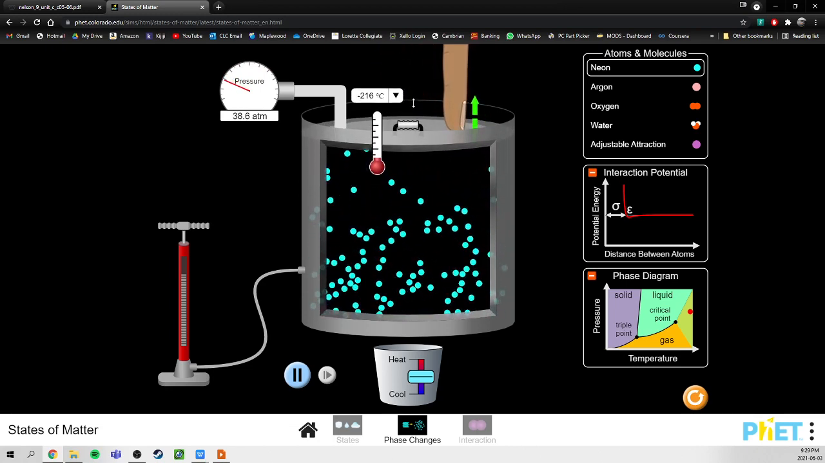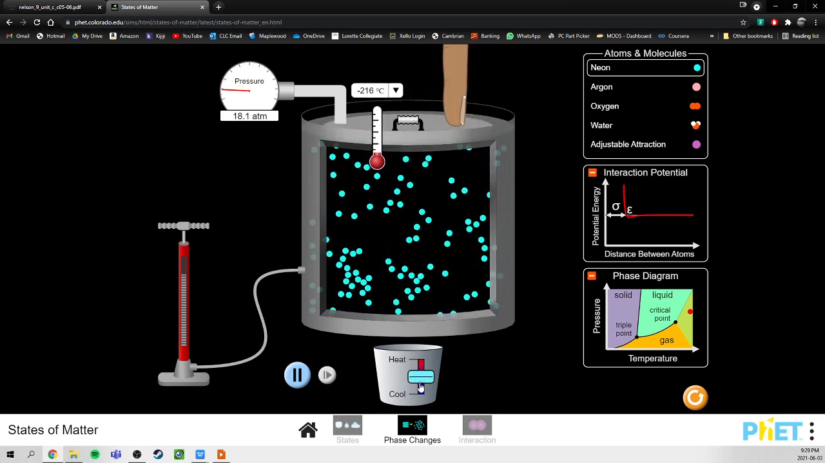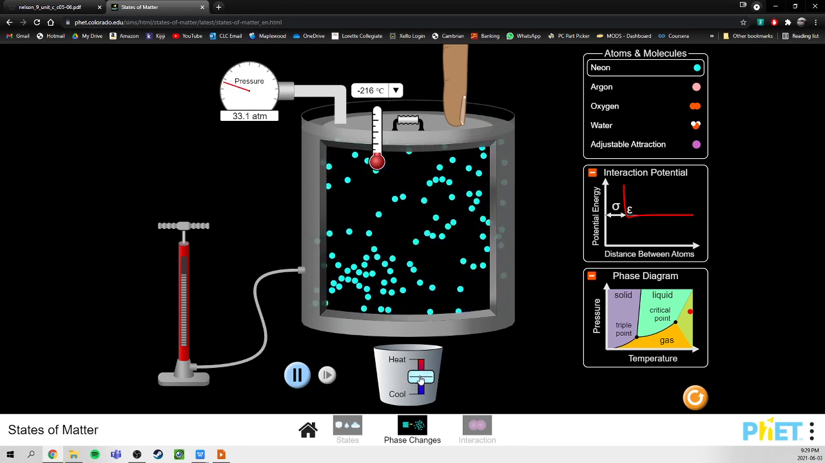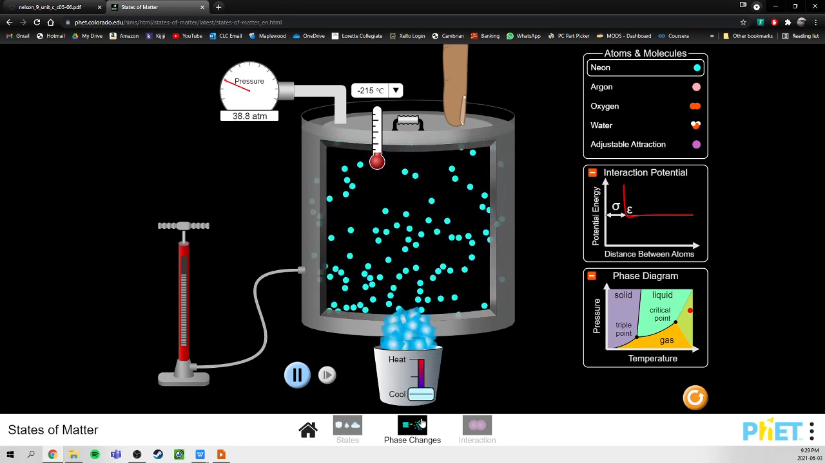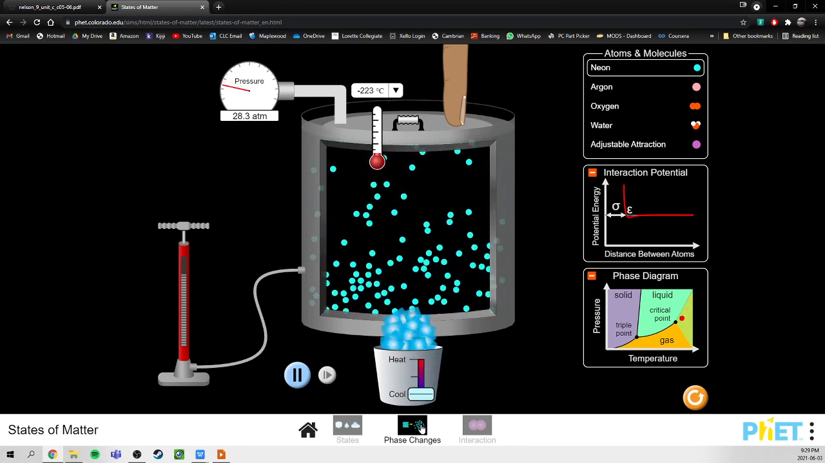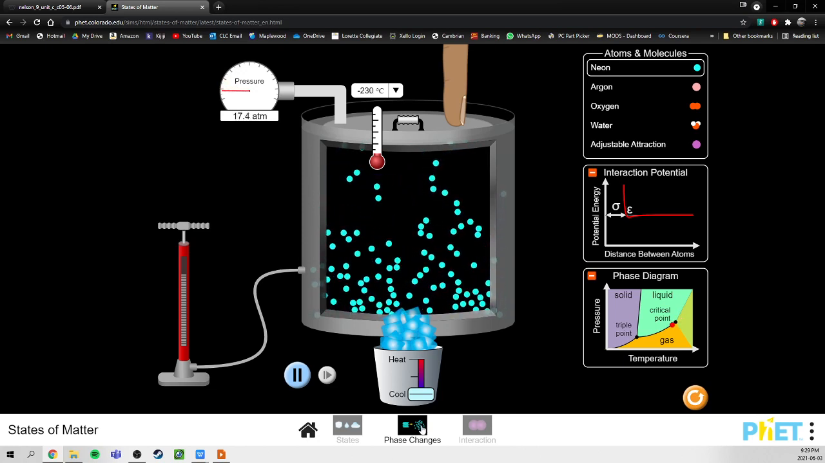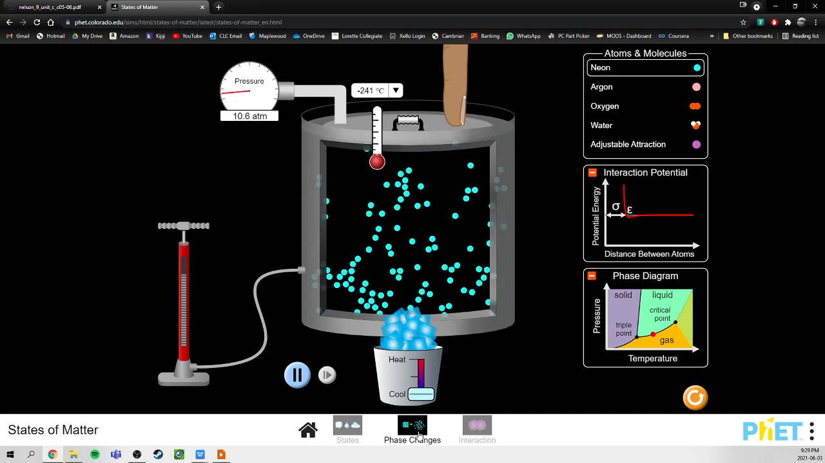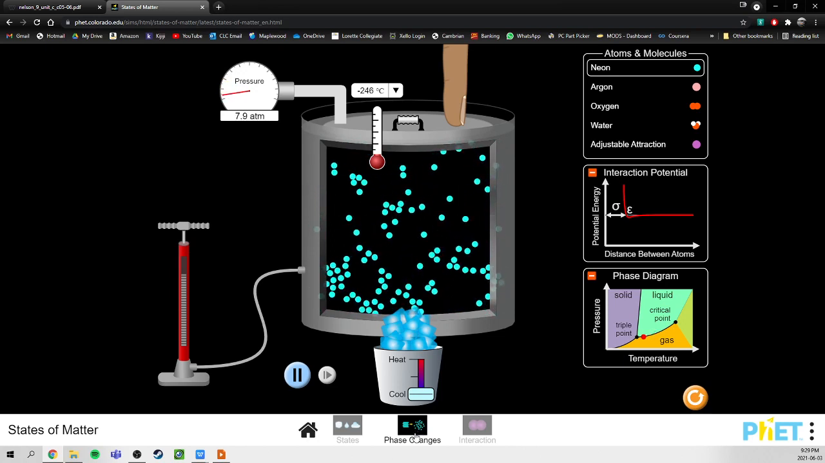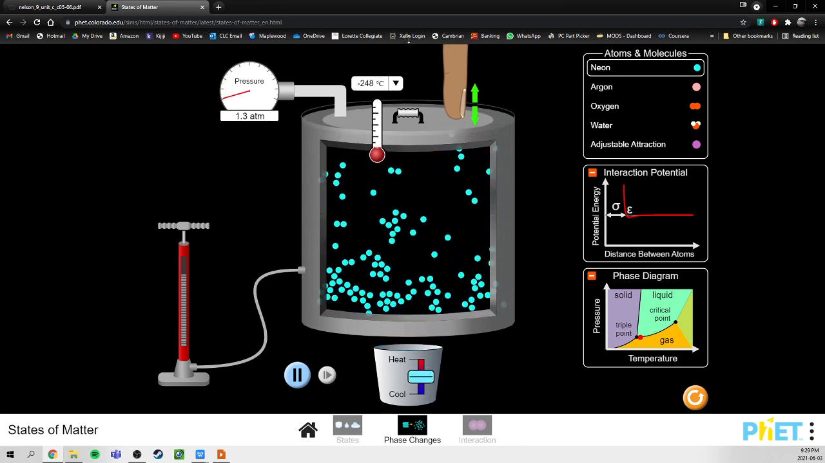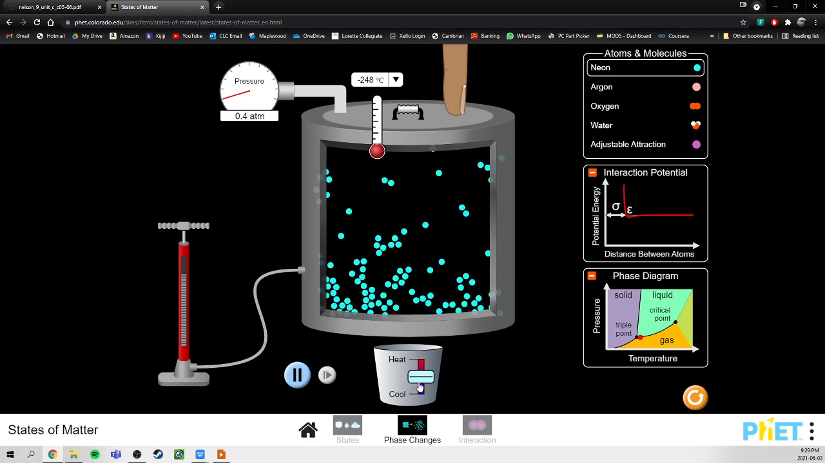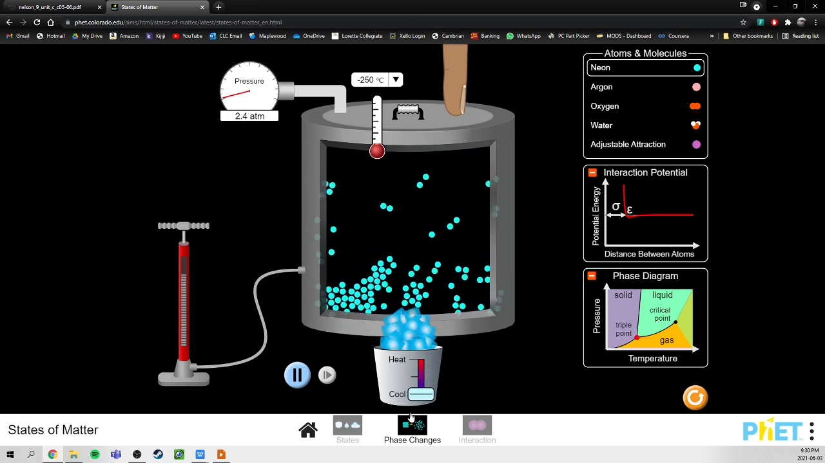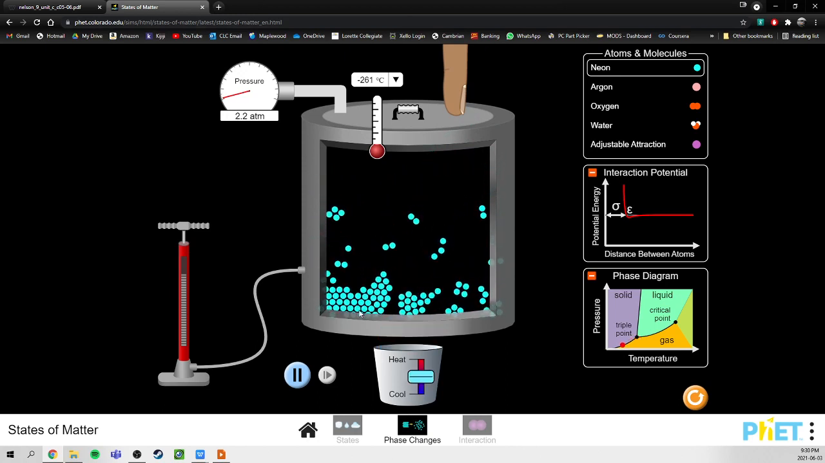Anyways, at that point between liquid and solid, you can see when it goes to solid, if I cool this back down, those molecules fit really, really closely together, right? I think I need to lower my pressure. Okay, there we go. Yeah, they fit very nicely, very tightly.